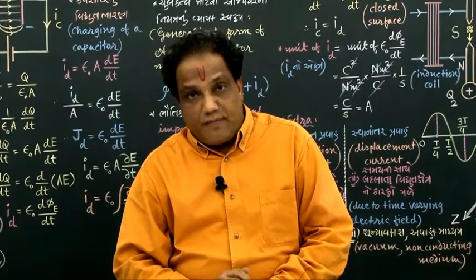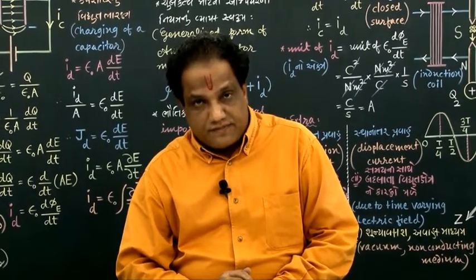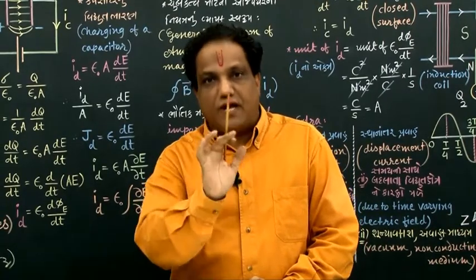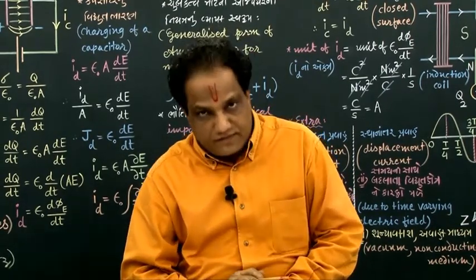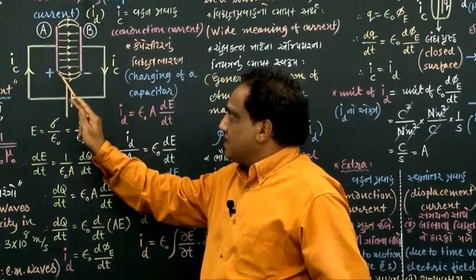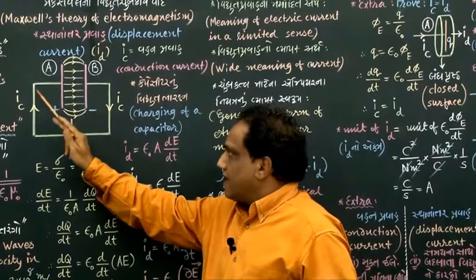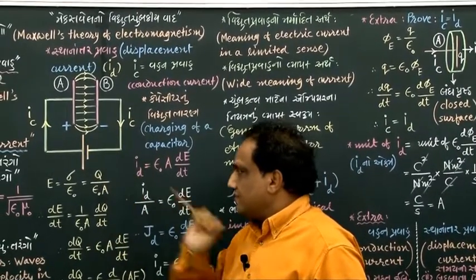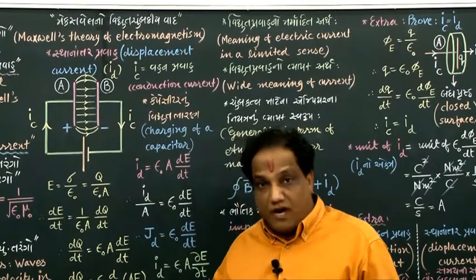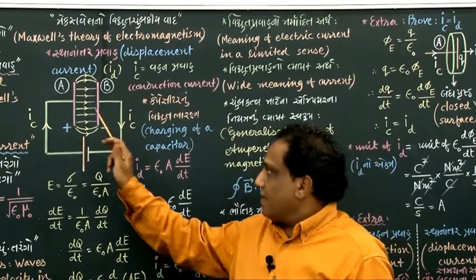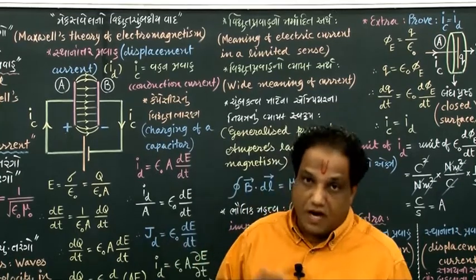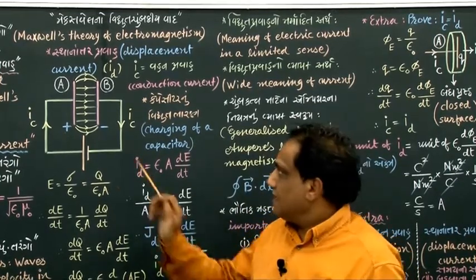To understand about displacement current, you just consider a capacitor connected with a battery. Look here. Here is one capacitor which is connected across a battery. Fine. You know what will happen now onwards? Capacitor will get charged up gradually. How? I am showing you.